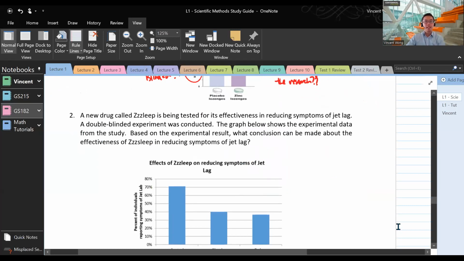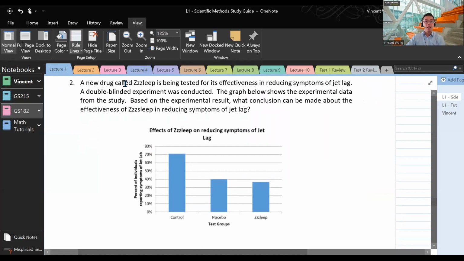Anyways, second question here. A new drug called Sleep is being tested for its effectiveness in reducing symptoms of jet lag. A double-blind experiment was conducted. The graph below shows the experimental data from the study. Based on the experimental result, what conclusion can be made about the effectiveness of the pill?